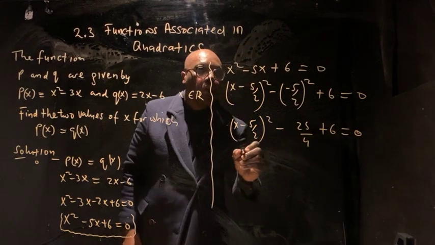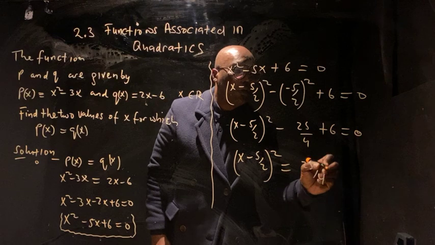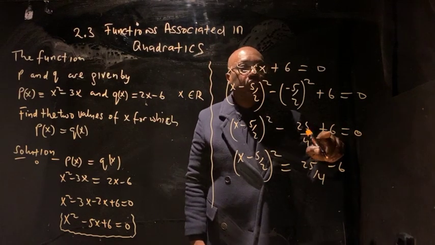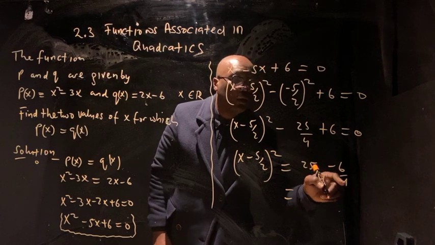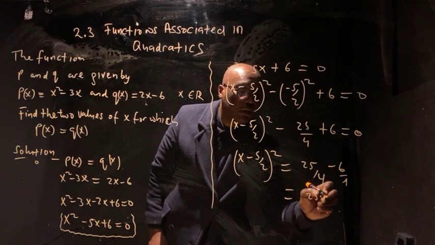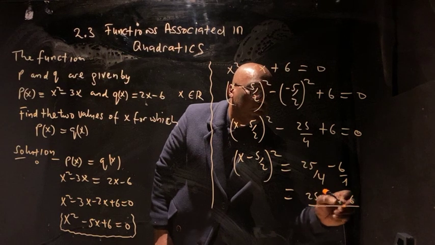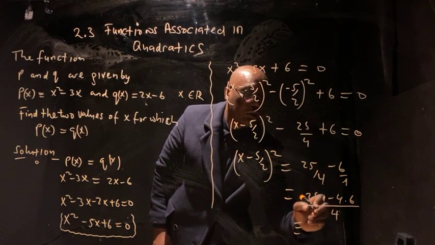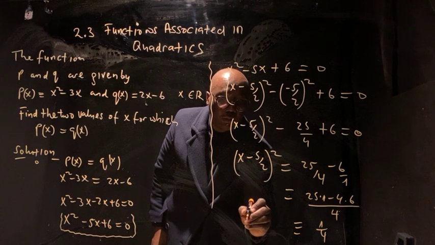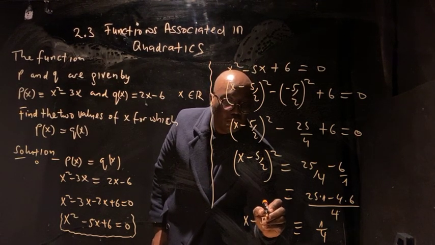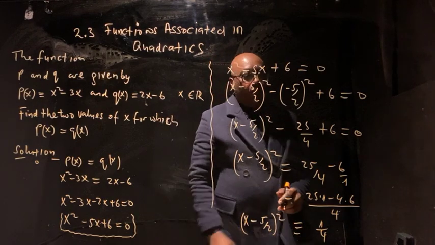Then we have x minus 5 over 2 squared equal to 25 over 4 minus 6. We've shifted this one to the right hand side, and we shifted that one to the right hand side as well. So we cross multiply. This is assumed to be over 1. So cross multiply, it becomes 25 times 1 minus 4 times 6, all over 4. In that case, it becomes 25 minus 24, which is 1 over 4. Therefore, this one becomes x minus 5 over 2 squared equal to 1 over 4.